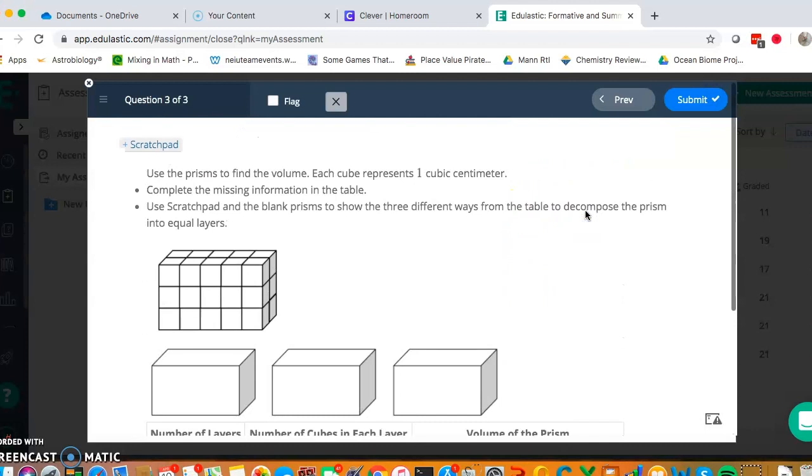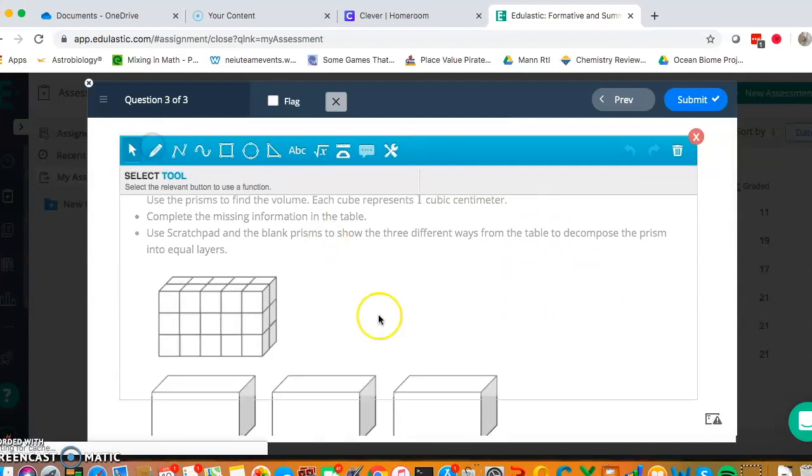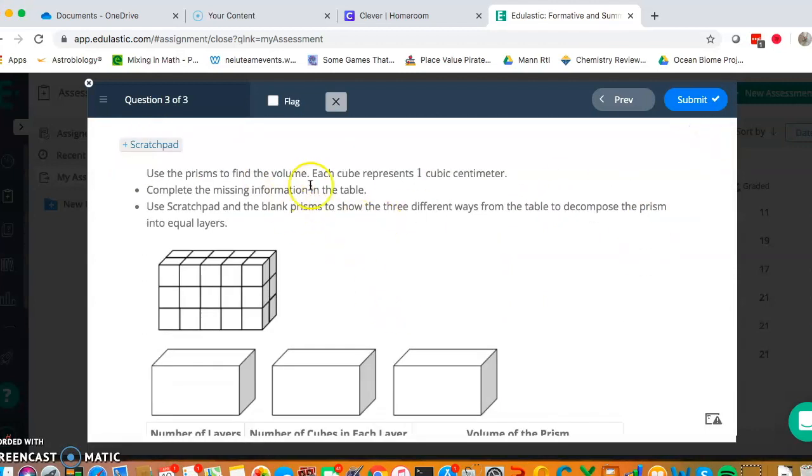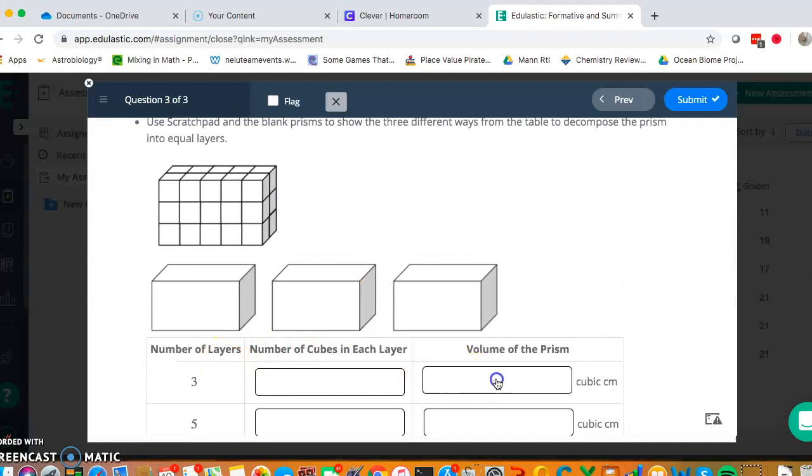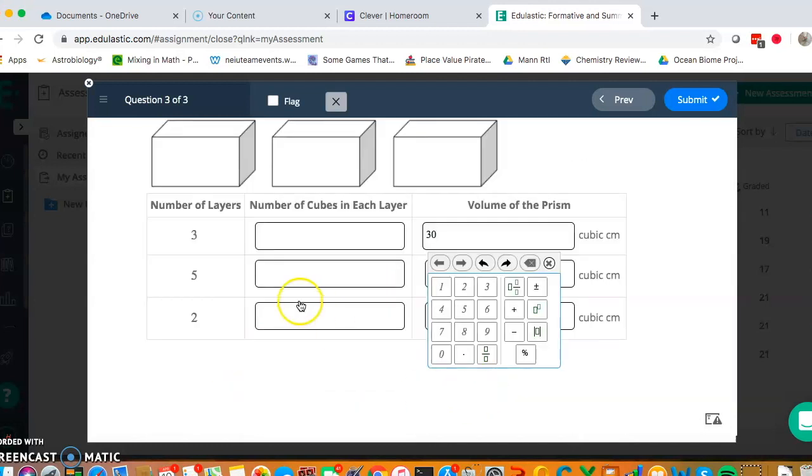This was a little more tricky. You could have clicked on Scratchpad as a tool to annotate. It says use the prisms to find the volume. Each cube represents 1 cubic centimeter. So my first thing was I'm looking at this and I'm realizing it's 2 by 5 by 3. 5 times 2 is 10. I've got 3 layers of 10. So it means I have 30. It tells me here number of layers 3, the volume is 30.